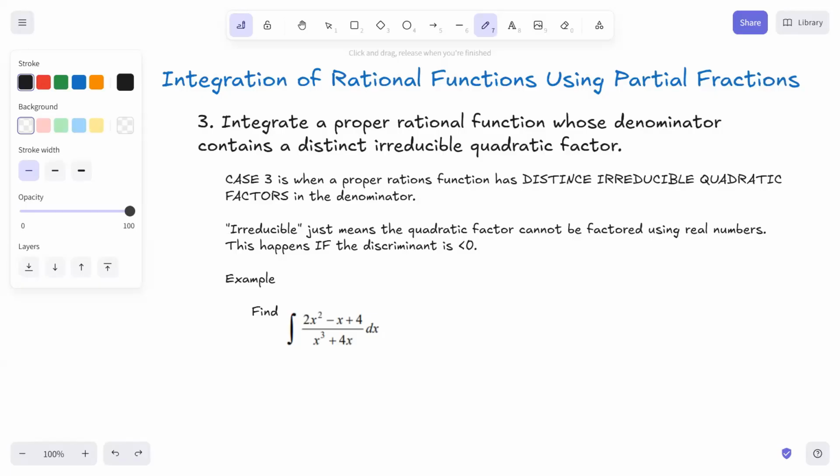Hey everybody, we're back with the second part of integration using partial fractions. And here we're going to look at case 3. This is when a proper rational function has distinct irreducible quadratic factors in the denominator.